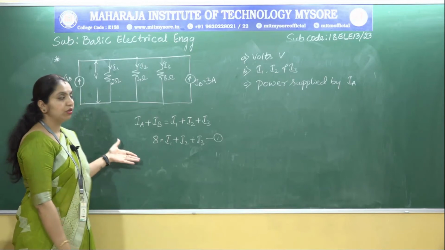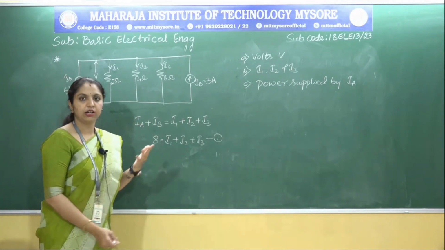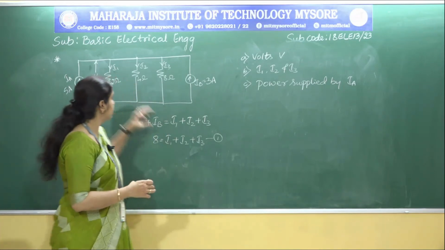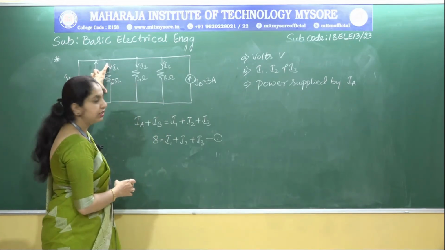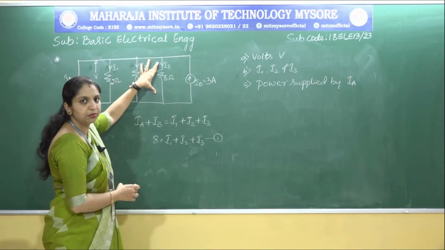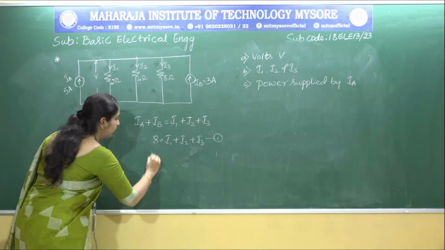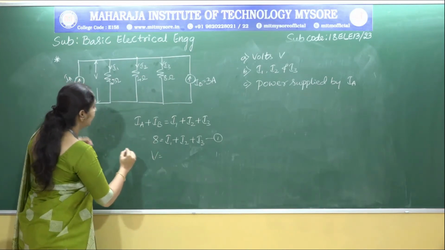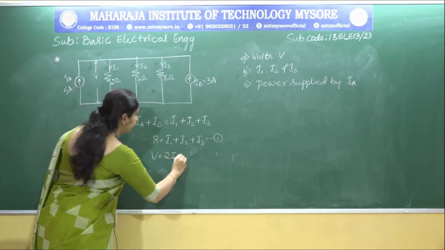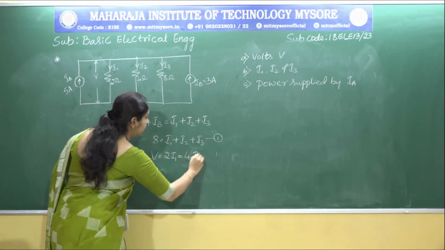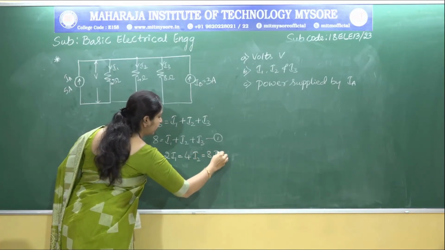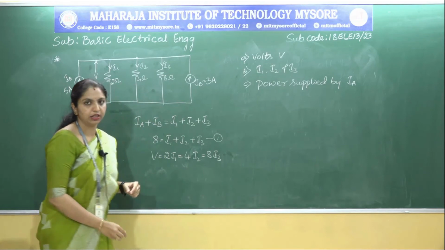And you know that when resistors are connected in parallel, the voltage across all the resistors is the same. So the voltage across this point is the same as the voltage across this point, which is also the same as the voltage across this point. So I can write the voltage V is equal to 2 into I1, which is equal to 4 into I2, which is also equal to 8 into I3.